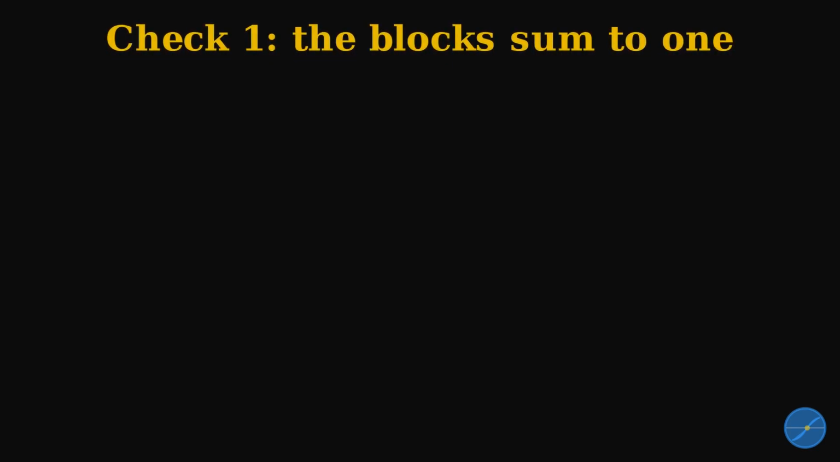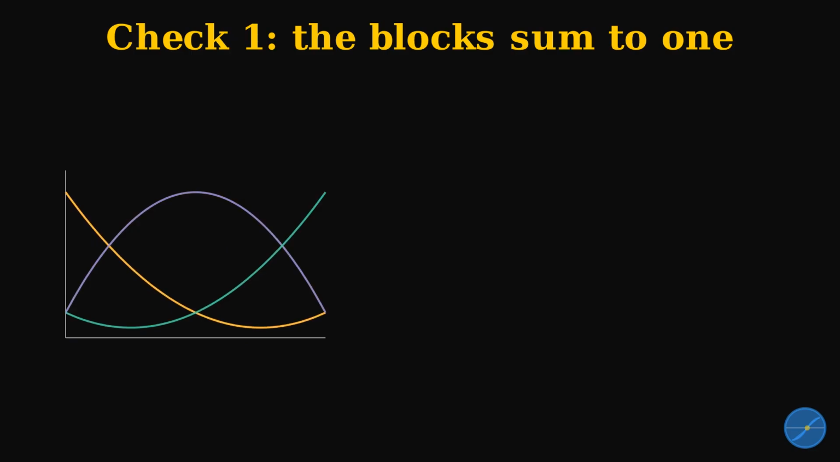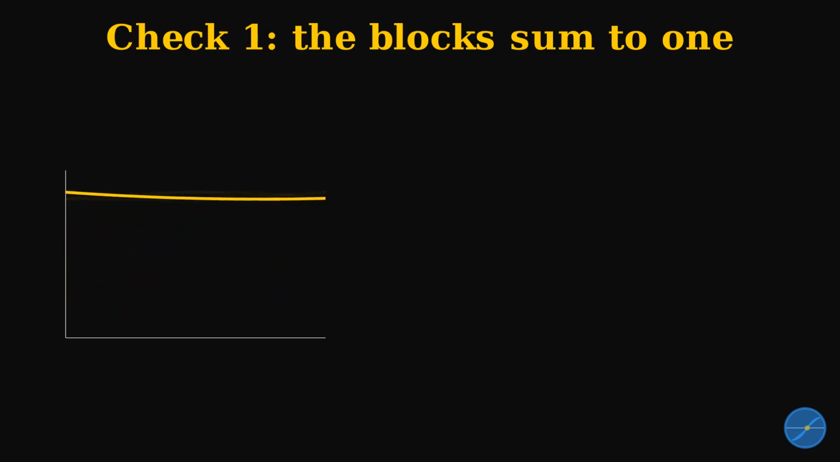Two things worth checking. First, the three blocks add up to something simple. Here are the three blocks again, on the left. Add them together, unweighted. Watch the three curves stack up. A flat line at height 1 all the way across.